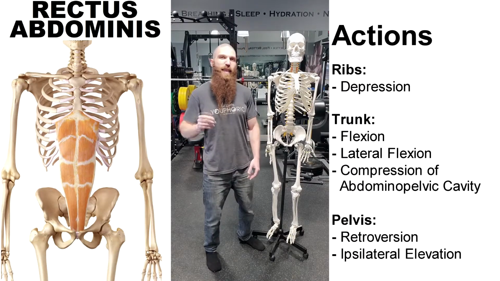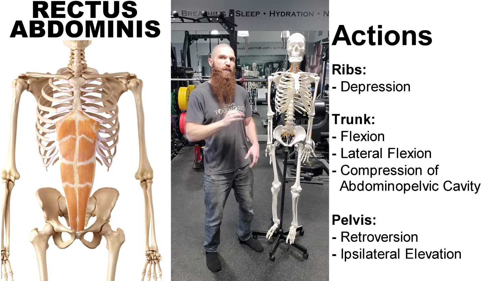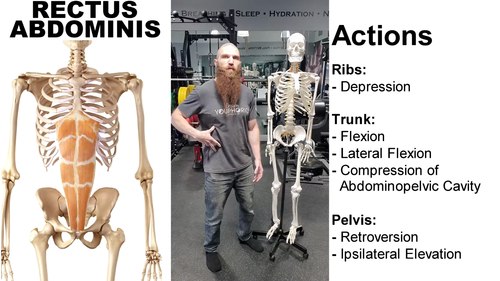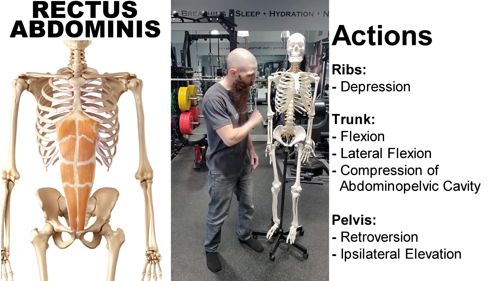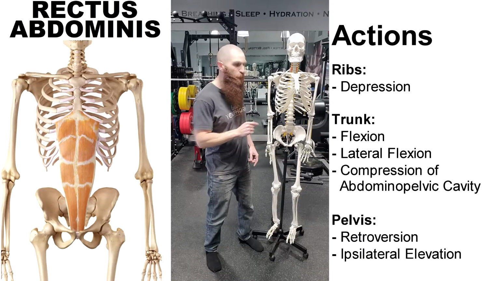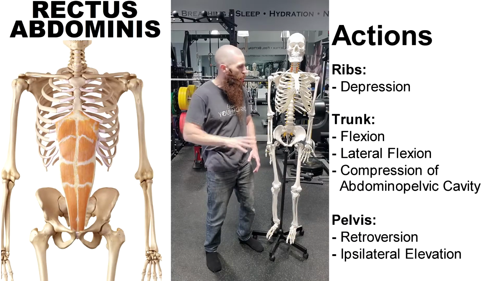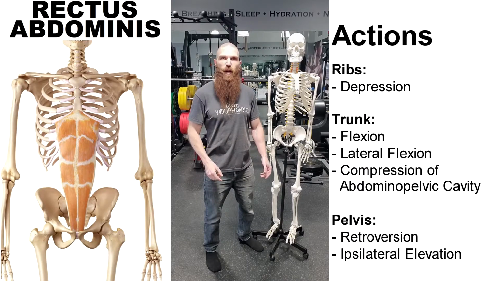At the trunk, when they contract bilaterally, it's going to be responsible for flexion of the trunk. When they contract unilaterally, they're going to be responsible for lateral flexion of the trunk. And then at the pelvis, its main action is going to be retroversion of the pelvis, and it's also going to have a component of ipsilateral elevation of the pelvis, so elevation of the same side. But those are the only actions for the rectus abdominis muscle.